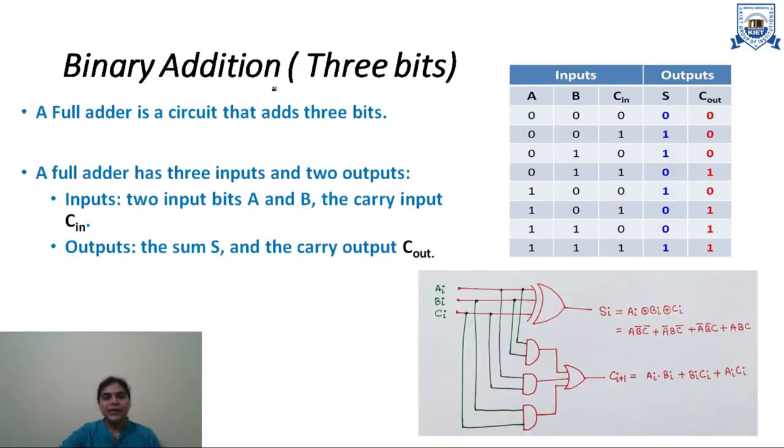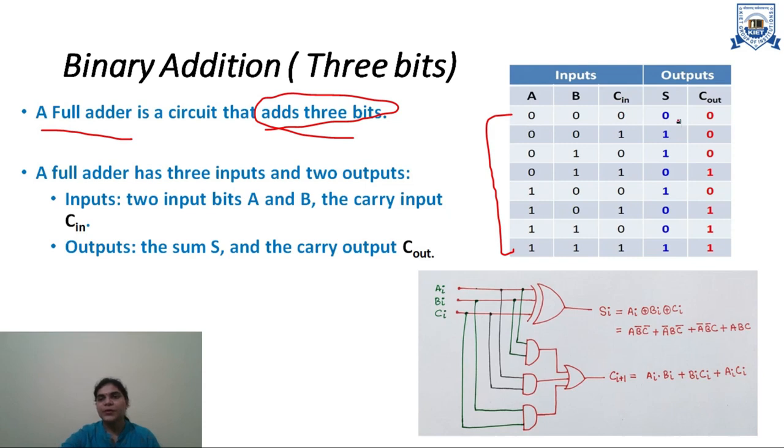Next, binary addition of 3 bits. As we know, a full adder is a circuit that adds 3 bits. The 3 bits can be A, B and Cin. 3 bits can have 8 combinations. The addition of 0,0,0 will produce sum 0, carry 0. For 0,0,1, the decimal equivalent of this addition is 1, so it will produce sum 1, carry output 0.